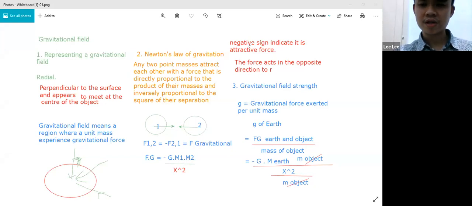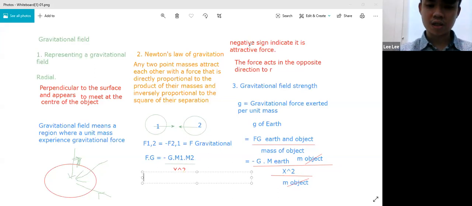Do you understand until here? So for point masses, the force is directly proportional to the product of both masses, but inversely proportional to the square of the separation. Let's say you have two objects, first and second. The gravitational force between these two objects is actually the same. Force 1 acting on 2 and force 2 acting on 1 are the same due to Newton's third law: action equals negative reaction. So the formula is given by negative G times m1 times m2 over separation squared.